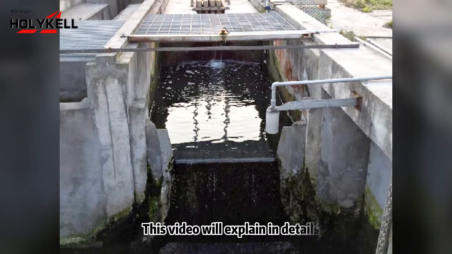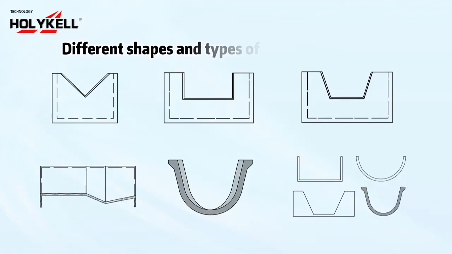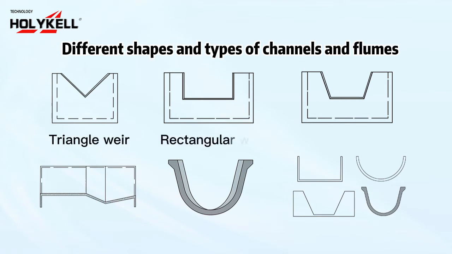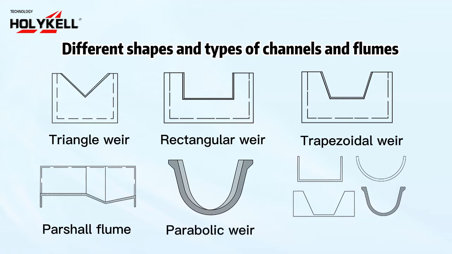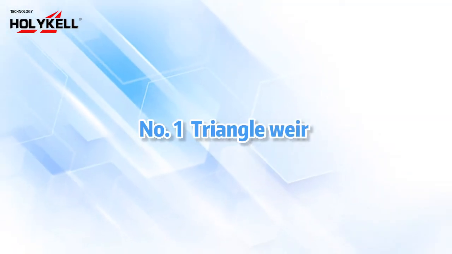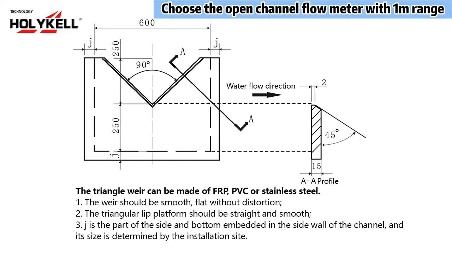This video will explain in detail different shapes and types of channels and flumes: triangle weir, rectangular weir, trapezoidal weir, partial flume, parabolic weir, channel without weir. Number 1. Triangle weir. Choose the open channel flow meter with 1 meter range.